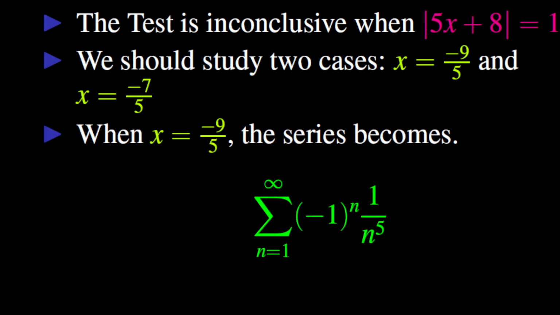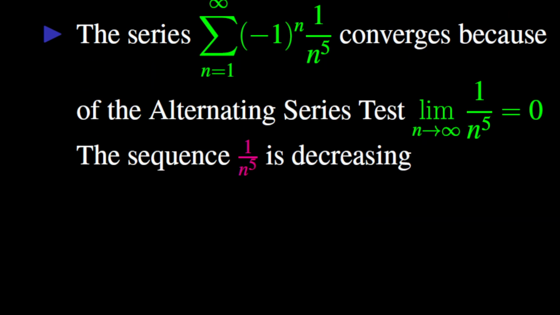When x is equal to -9 over 5, the series becomes an alternating series with terms (-1) to the power n times 1 over n to the power 5. We will now investigate if this new series converges or diverges. Using the alternating series test, the series converges because the limit as n goes to infinity of 1 over n to the power 5 is equal to 0, and the sequence 1 over n to the power 5 is obviously decreasing.